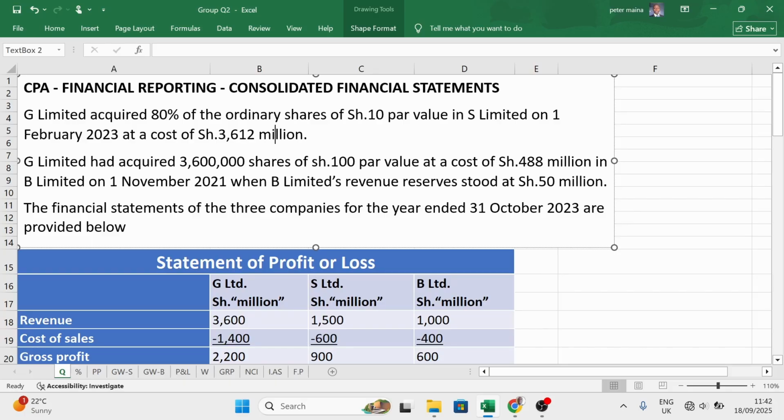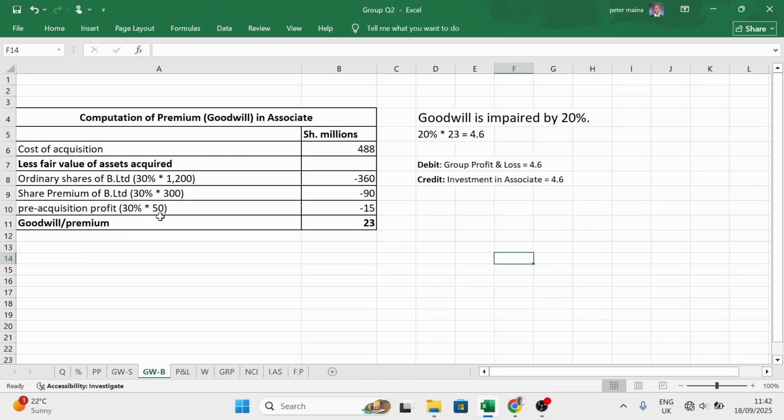It was acquired a few years ago, because this year began on 1st November 2022. So this one was acquired about 2 years ago. But you are given directly the pre-acquisition profit, which is 50. So you multiply the 50 by 30%, you will get 15. We are not given any revaluation gain for the associate. So these are the only items we are going to include here.